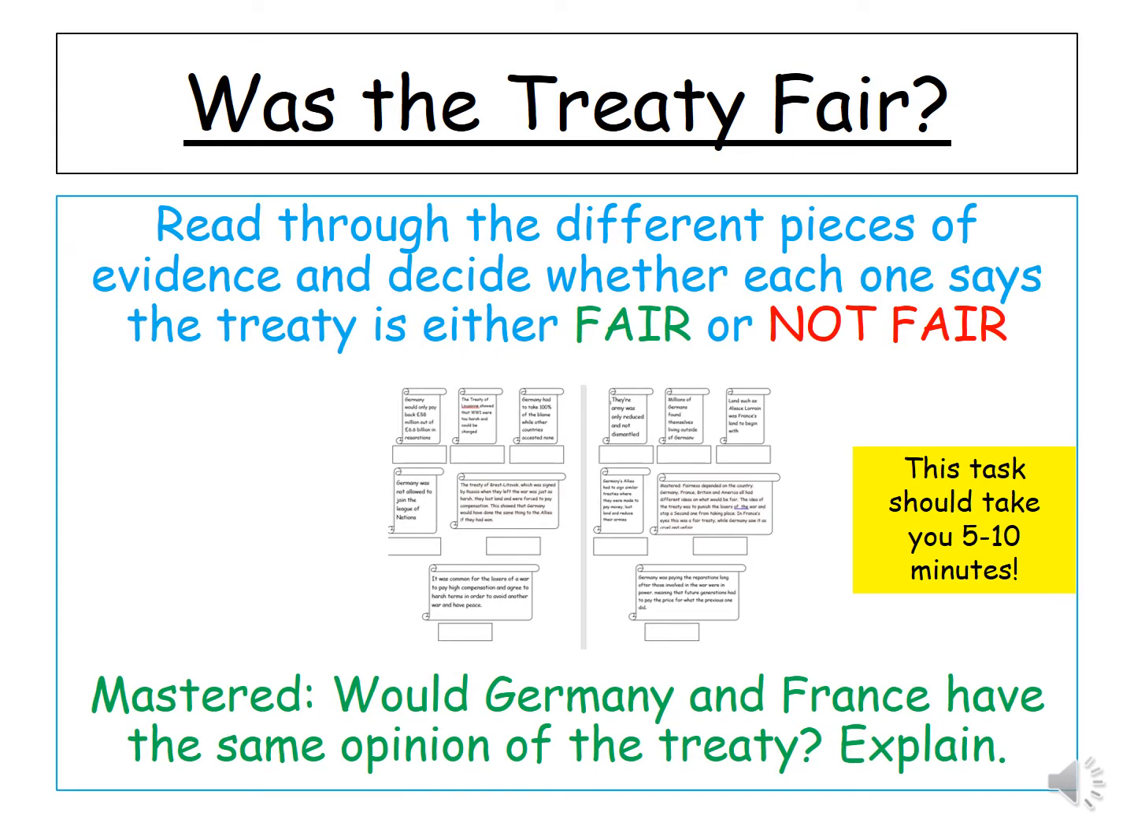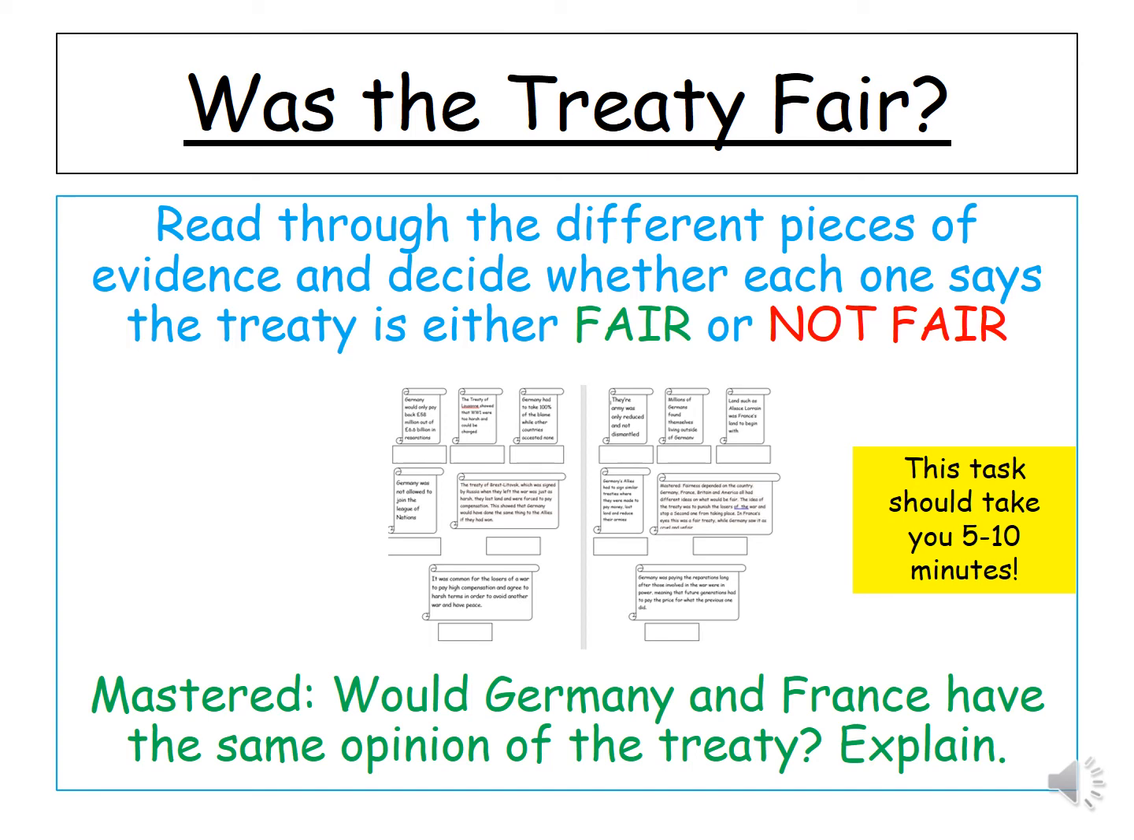Task 3 is really focusing now on whether or not the treaty was fair or unfair. Again, attached to the PowerPoint is a Word document with all of these different factors, all of the different terms of the Treaty of Versailles. What we'd like you to do is read through each one and label it with either fair or not fair, and that's based on your opinion. And you've had practice at doing this sort of sheet before for previous assessments. So this task should take you roughly about 5 to 10 minutes.